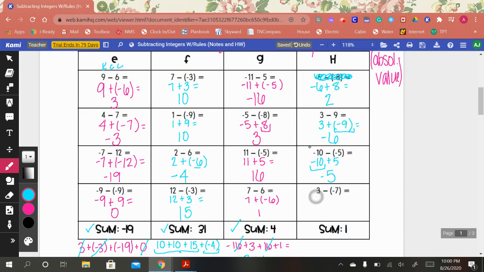All right, very last problem. We have made it. Keep, change, change. And 3 plus 7 is 10. And it stays positive because I have two of the same signs. So we add them to keep the sign.